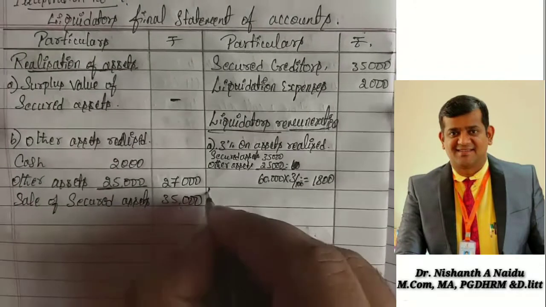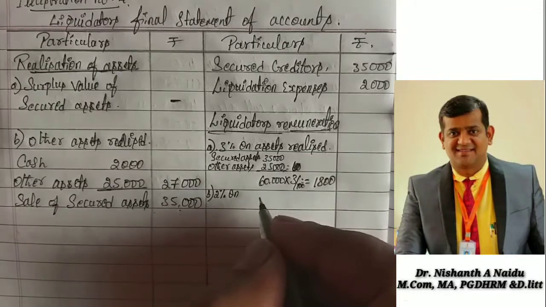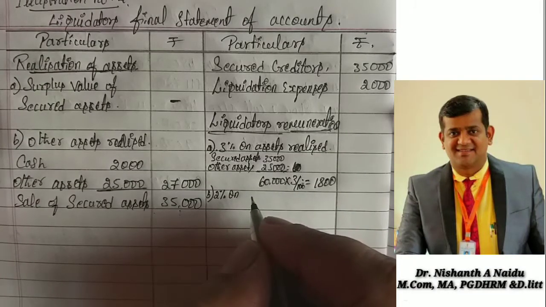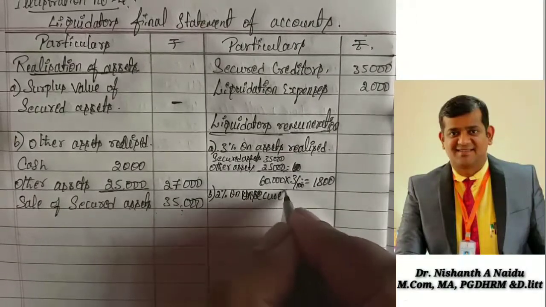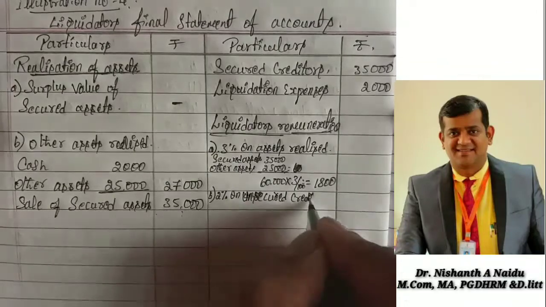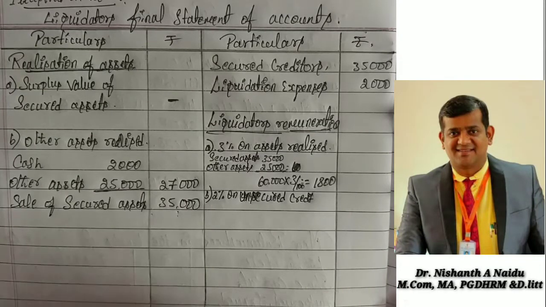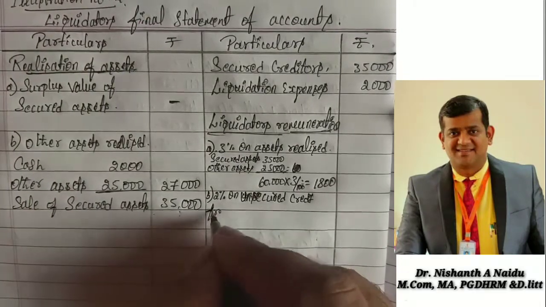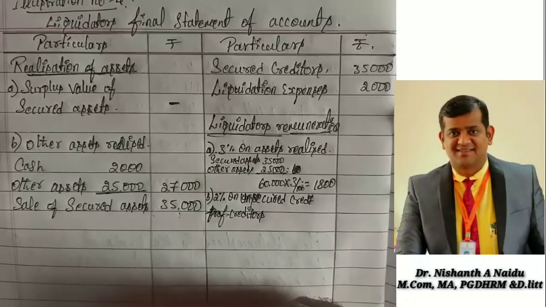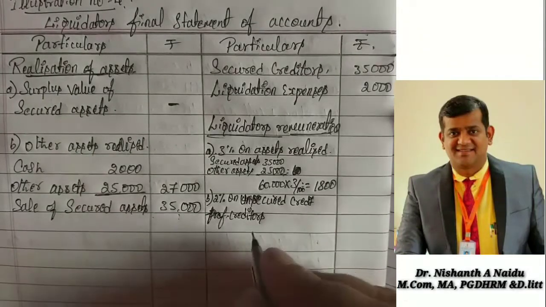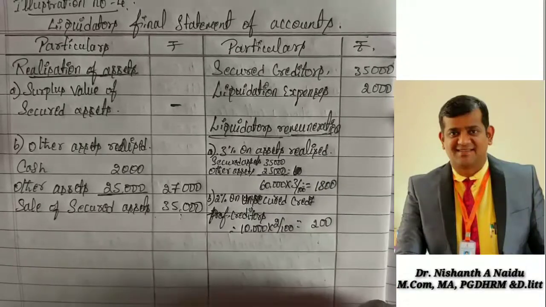Then 2% on unsecured creditors, correct? Now unsecured creditors also include preferential creditors. So first I'll calculate on preferential creditors. On preferential creditors, 2%. How much are the preferential creditors? 10,000 into 2 divided by 100. How much? 200. Correct.